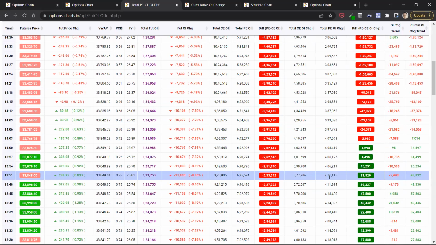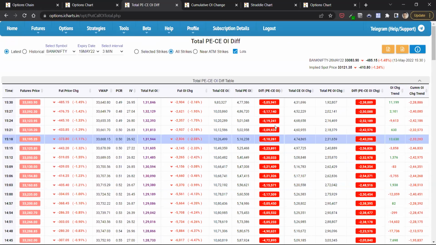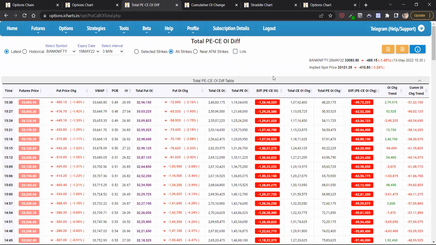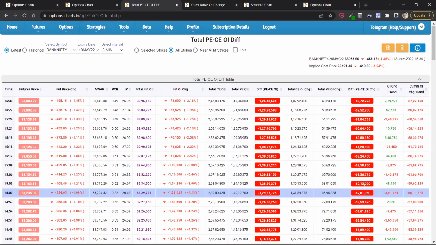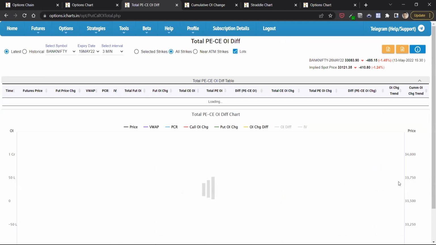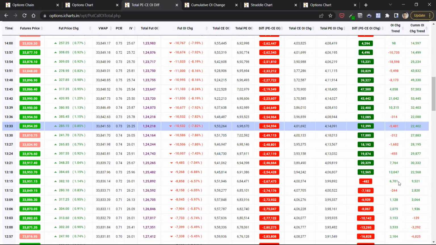And sir, is this number in lots or number of lakhs shares? This is lots here because this is selected. So you can change it to whatever you prefer. This is currently in lots here. We are looking at lots.